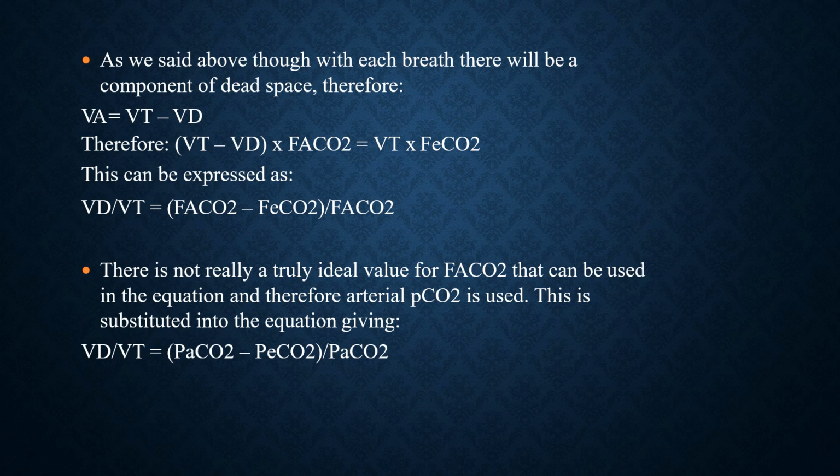So there is not really a truly ideal value for FaCO2 that can be used in the equation. Therefore, arterial PCO2 is used. So this is substituted into the equation, giving Vd by Vt is equal to (PaCO2 minus PeCO2) divided by PaCO2. So F is replaced with P. Because there is not really a truly ideal value for FaCO2, we are using arterial PCO2. So that's why we substituted F with P.